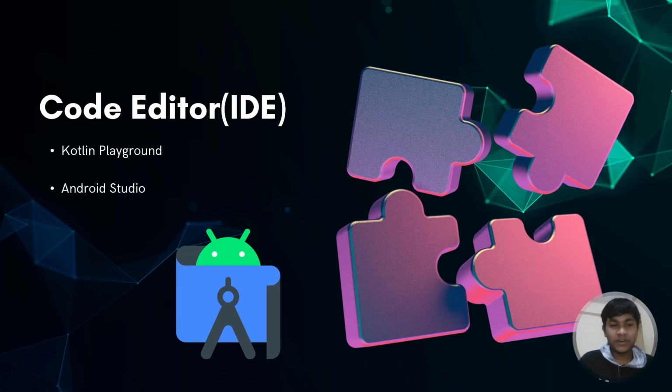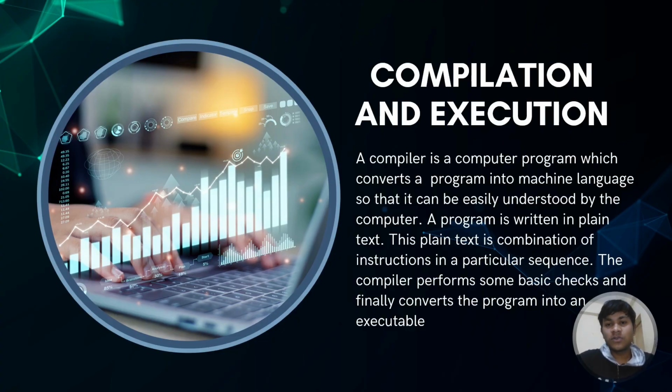So now moving further, when it comes to coding, here are two terms that you are going to face in your daily life: compilation and execution. A compiler is a computer program which converts a program into machine language so that it can be easily understood by the computer. A program is written in plain text, which is a combination of instructions in a particular sequence. The compiler performs some basic checks and finally converts the program into an executable file.